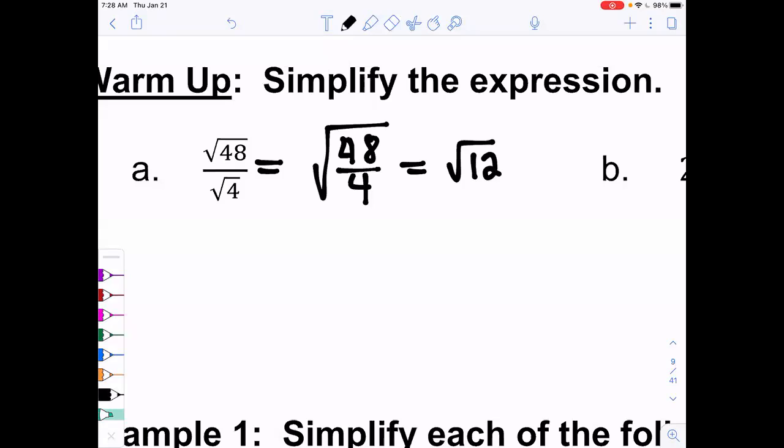And then after you have that square root of 12, Lacey, what goes into the square root of 12? The square root of 4 and the square root of 3. Yeah. So 2 root 3. Quotient property. As long as the index is the same, you can pull them underneath the same radical.